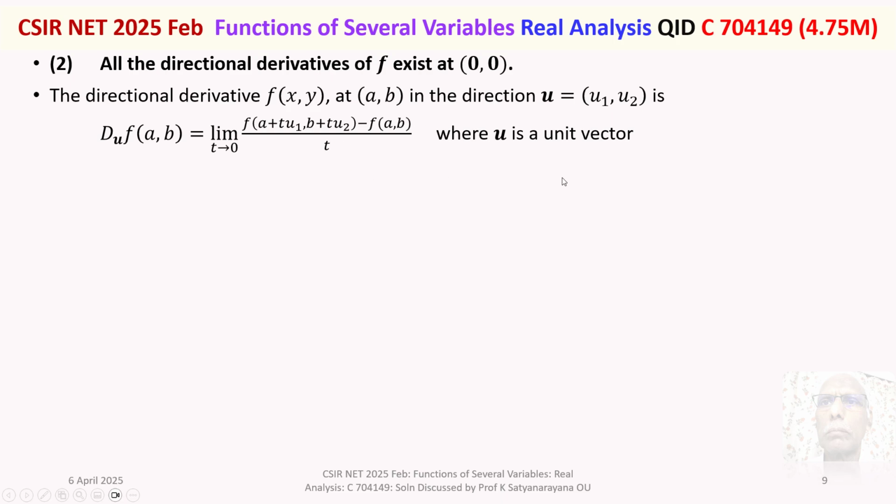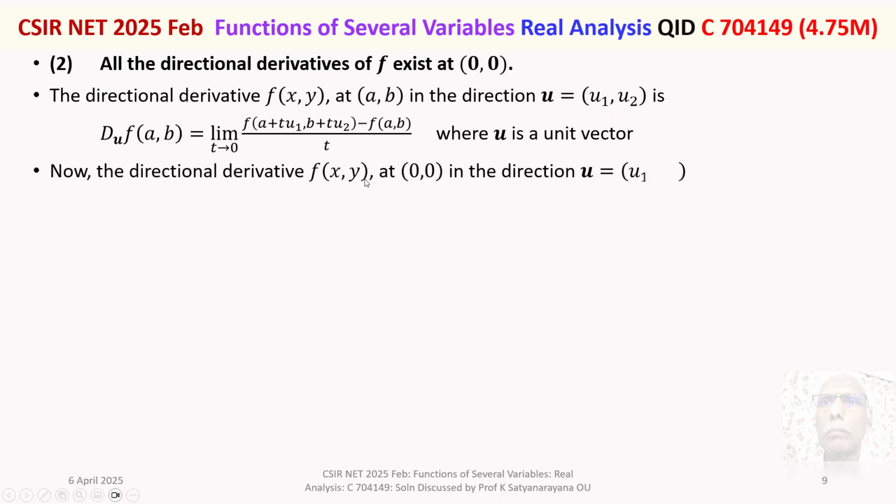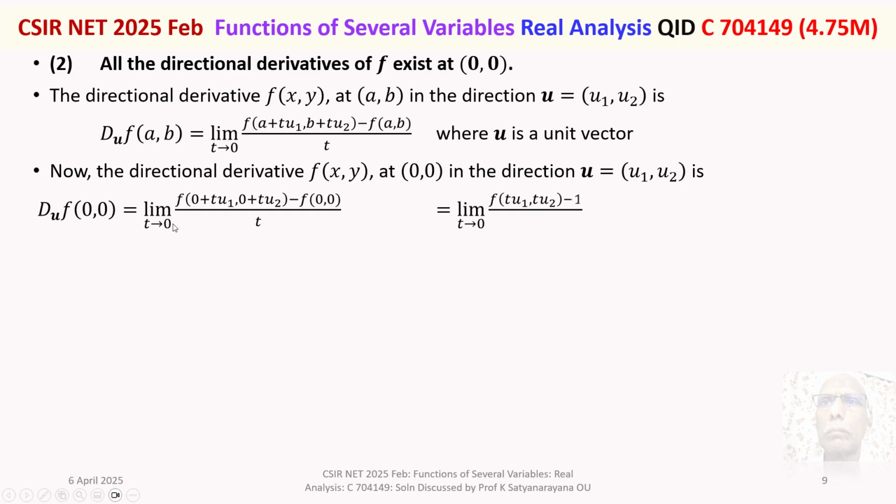where u is a unit vector. Agreed. And now the directional derivative of f(x, y) at the origin (0, 0) in the direction of u = (u1, u2): in the above, wherever there is (a, b), substitute 0. So the directional derivative of f at (0, 0) in the direction of u is the limit as t tends to 0 of [f(0 + tu1, 0 + tu2) minus f(0, 0)] by t. And that is the limit as t tends to 0 of [f(tu1, tu2) minus f(0, 0)] by t.